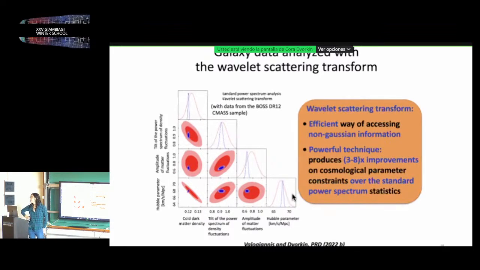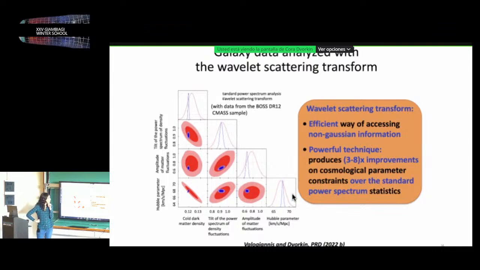Basically, I think that this is an efficient way of accessing non-Gaussian information, and our results for this particular case showed improvements ranging from factors of 3 to 8 times over the standard power spectrum statistics, which is the main statistics that has been used in the field over the past 2 to 3 decades. So this is quite exciting.